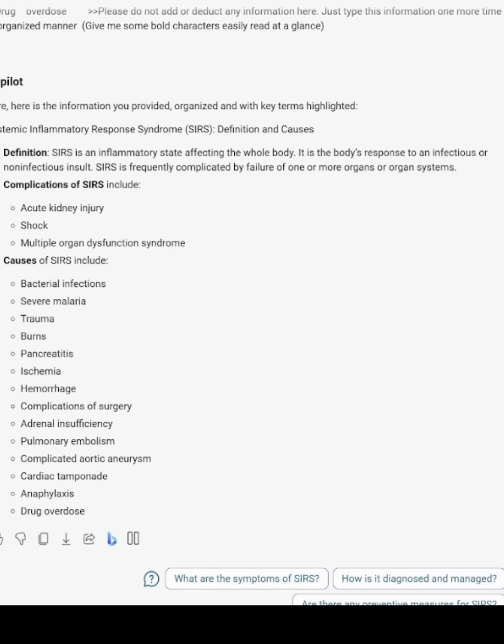Causes of SIRS include bacterial infections, severe malaria, trauma, burns, pancreatitis, ischemia, hemorrhage, complications of surgery, adrenal insufficiency, pulmonary embolism, complicated aortic aneurysm, cardiac tamponade, anaphylaxis, drug overdose.